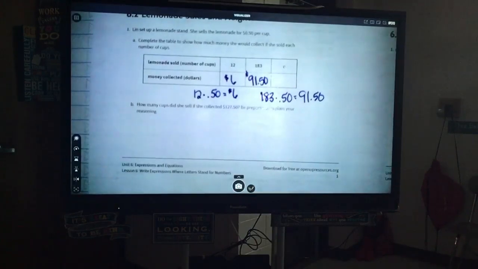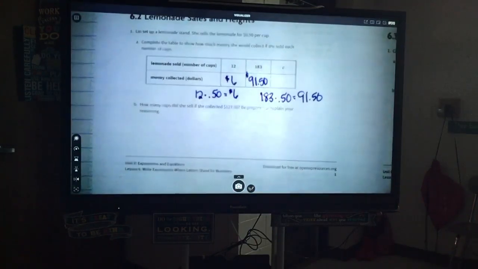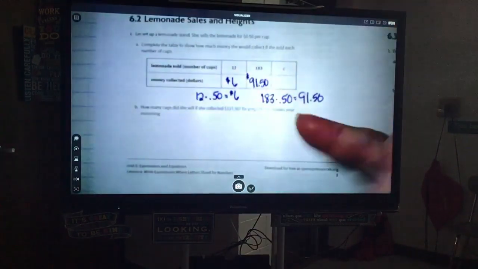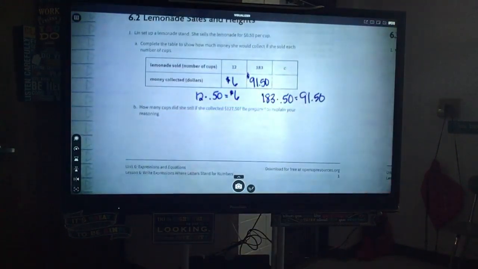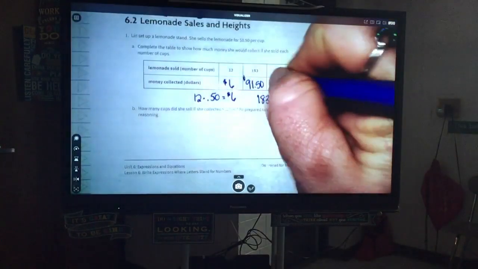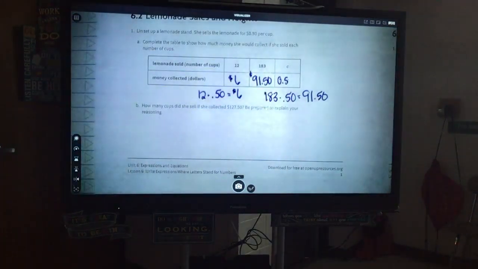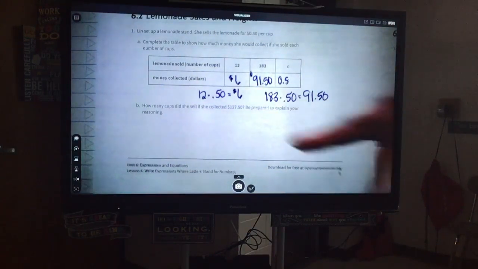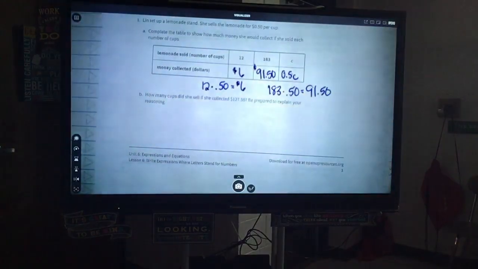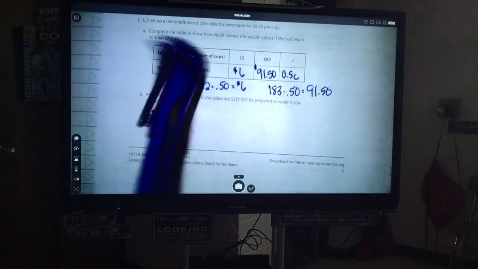So your expression that you can use for this type of question, what did we multiply both of these problems by? 50 cents. All right, so we did 50 cents times what? Which, if we wanted to use a variable, what would you use? C. All right, so that is the expression that you are using to solve for these two problems.